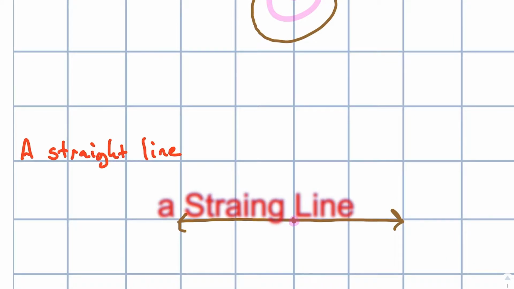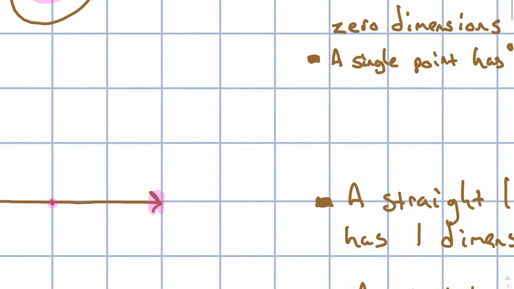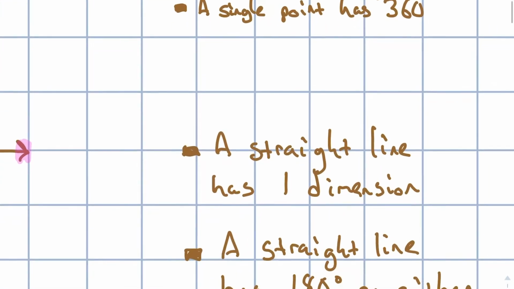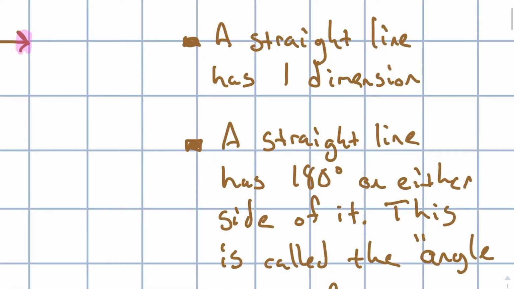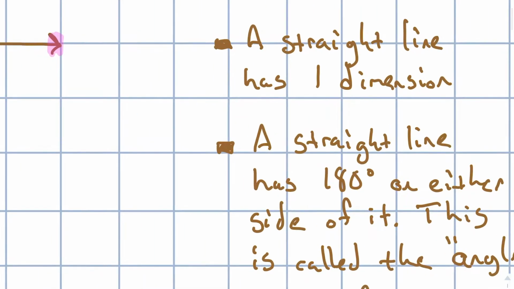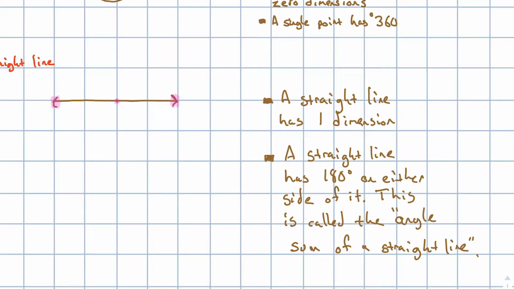So this is what a straight line looks like. Make sure when you draw diagrams of your straight lines that you include these arrows, because those arrows imply that the line goes on for infinity, which is the definition of a straight line, if you guys remember from your previous cube activities. So we've just got a couple of properties here. We won't write them all, but a straight line has 1 dimension. So 1 dimension, and a straight line has 180 degrees on either side of it.